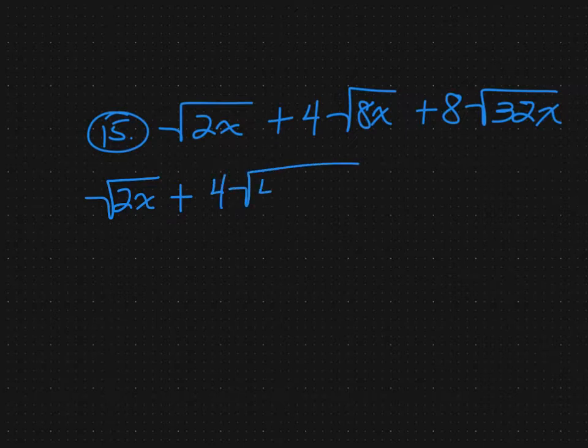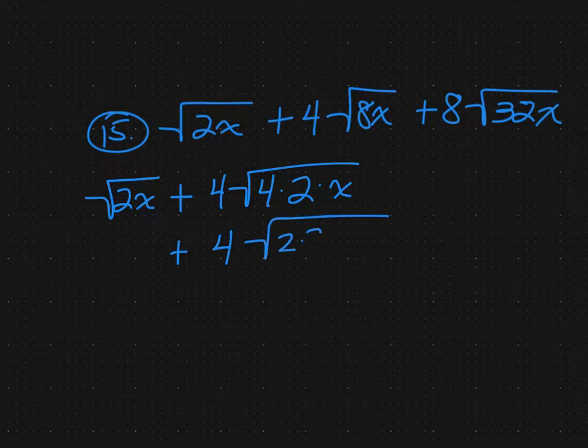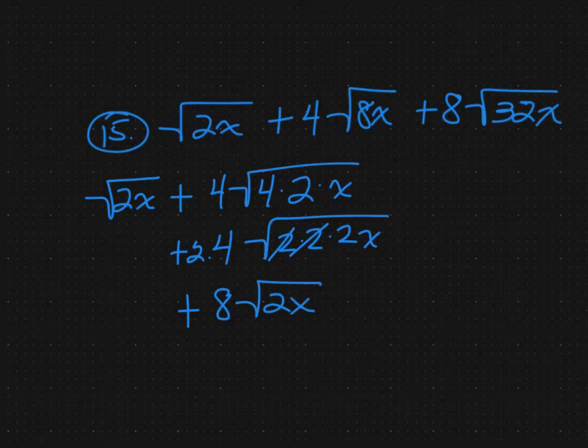The 8 will go 4 times 2. And then that 4 will make 2 2's. And then 2 of those square root of 2's will make a 2 on the outside. So it's going to make 8 times the square root of 2x. Okay, and don't forget this square root of 2x out here.